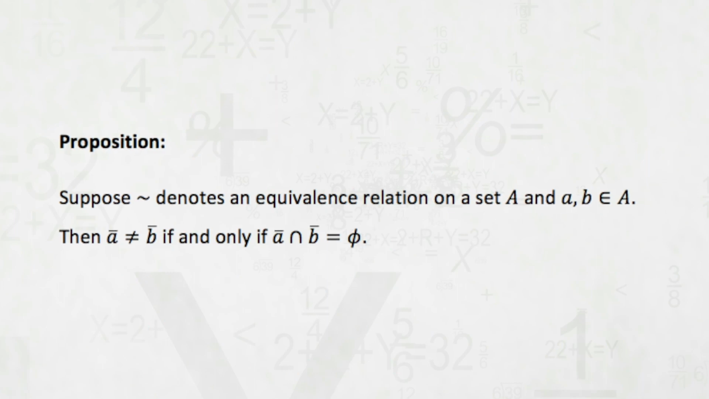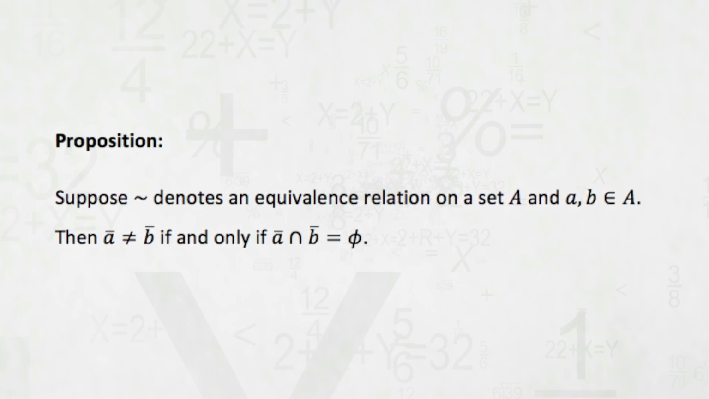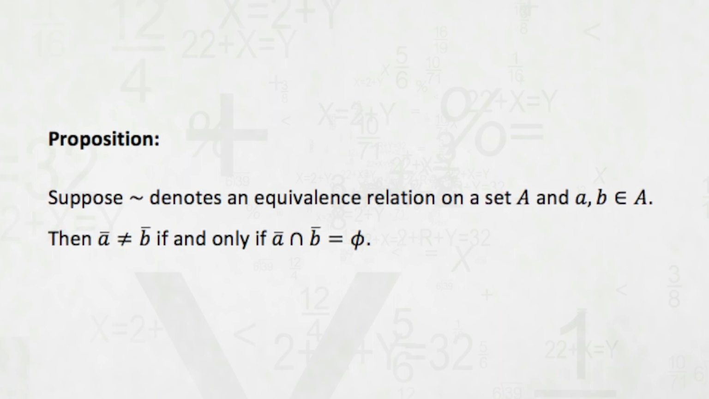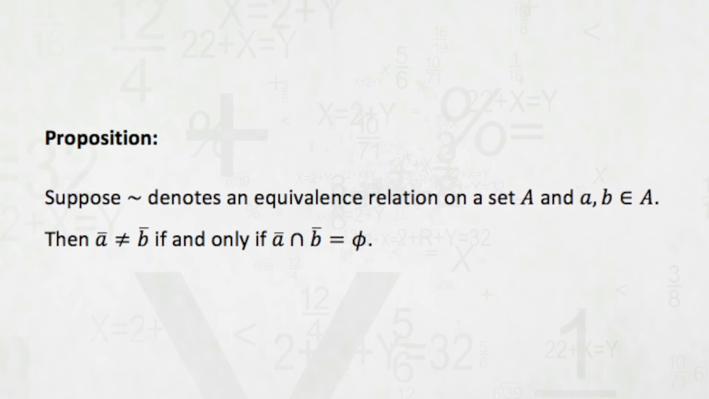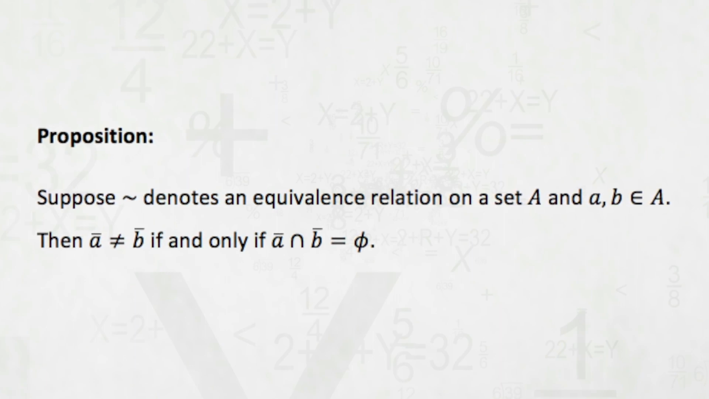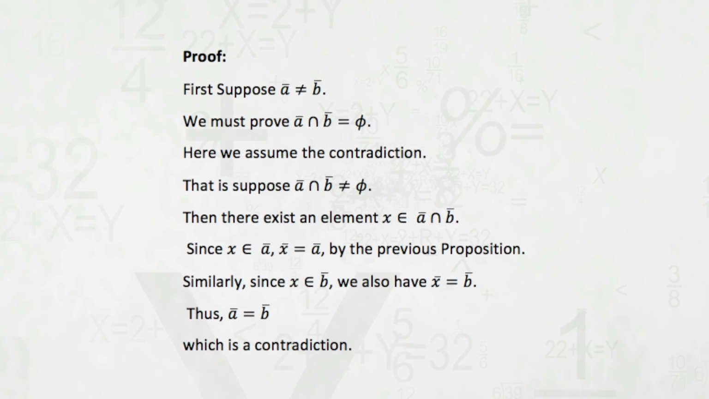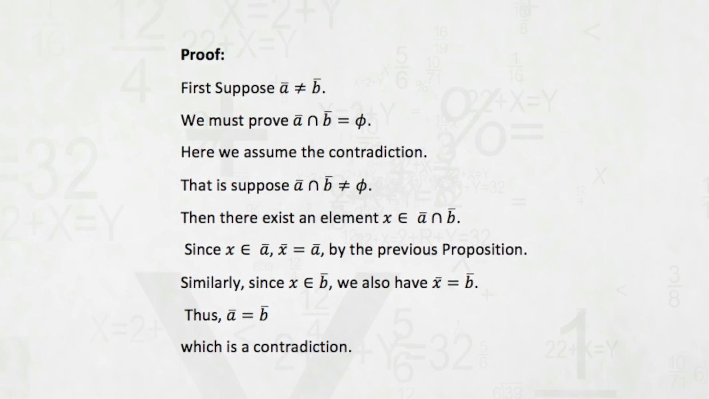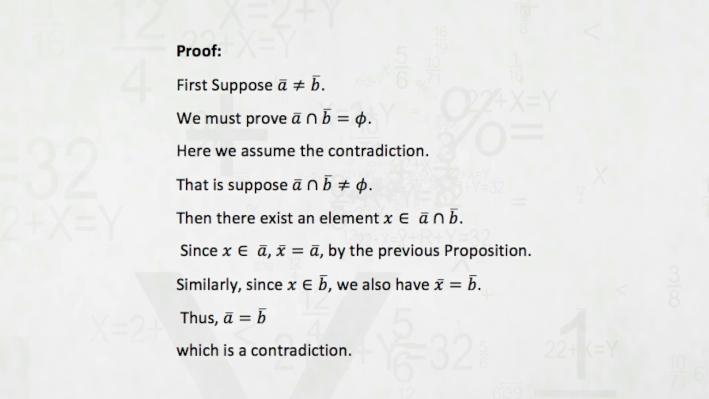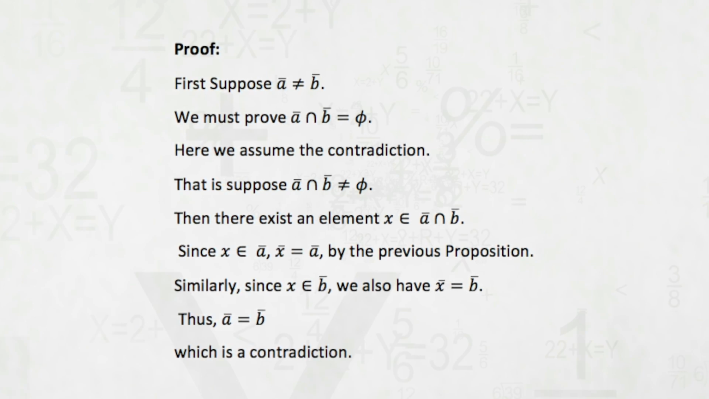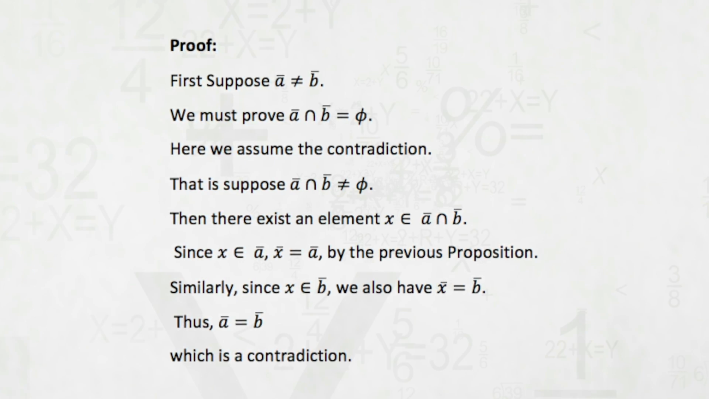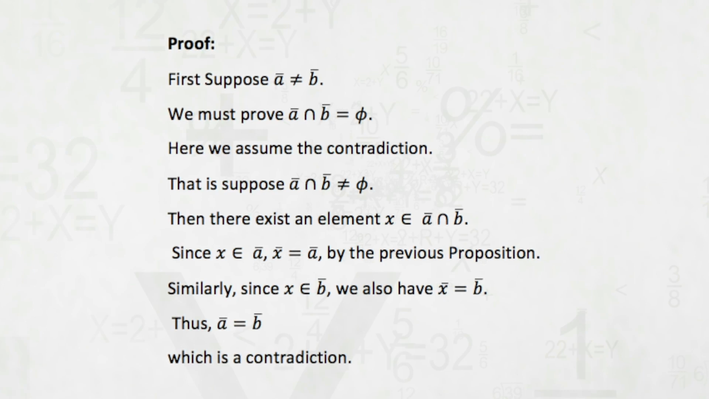The next proposition: suppose tilde denotes an equivalence relation on a set A and the elements a, b belong to A. Then a bar is not equal to b bar if and only if a bar intersection b bar is equal to the empty set. Proof. First, let us suppose that a bar is not equal to b bar. We must prove that the equivalence class a bar intersection b bar is empty. Here we assume the contrary, that is, suppose a bar intersection b bar is not empty. Then there exists an element x belonging to a bar intersection b bar.